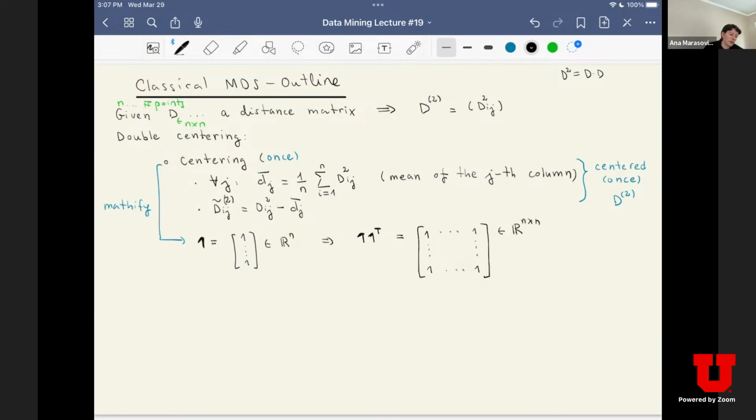And then from here, we are going to define a new matrix. This is called the centering matrix, which is the identity matrix. So identity is, remember, a diagonal matrix with all ones on the diagonal. And we are going to subtract 1 over n of this vector of ones times itself transpose, which is this matrix of all ones. And this is called the centering matrix.